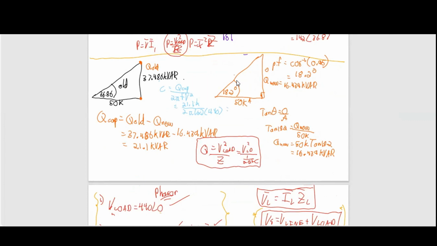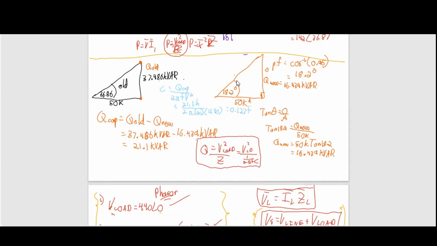Actually I should just plug in the calculator. So that'll be 21,100 divided by 2 multiplied by pi multiplied by 60 multiplied by 440 squared. You can plug everything in correctly.